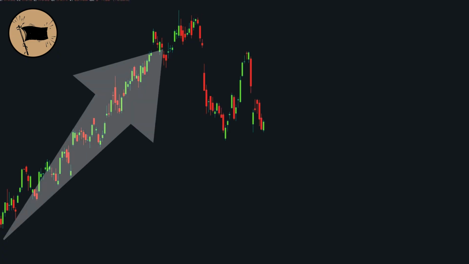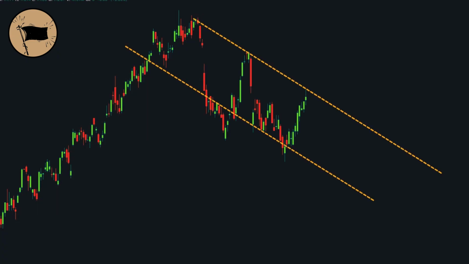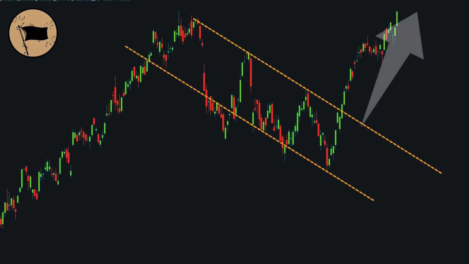Watch this one. Price just had a huge sprint upwards, the pole. Then it took this small rectangular flag break. After that short pause, it exploded higher again. That continuation is what we look for.